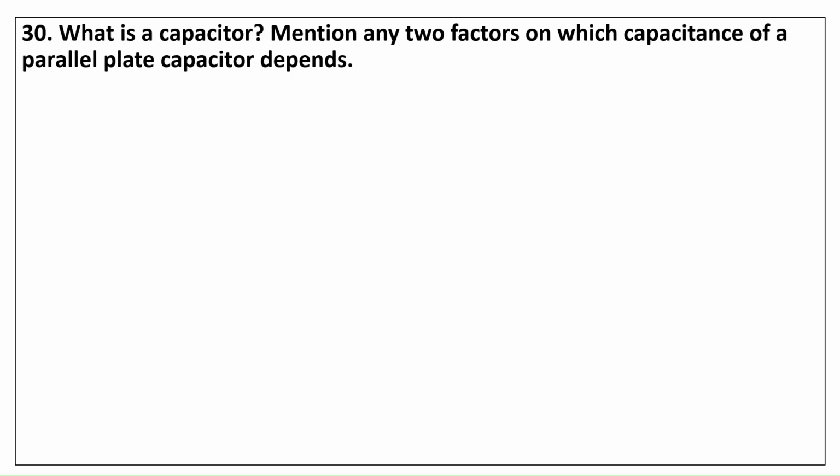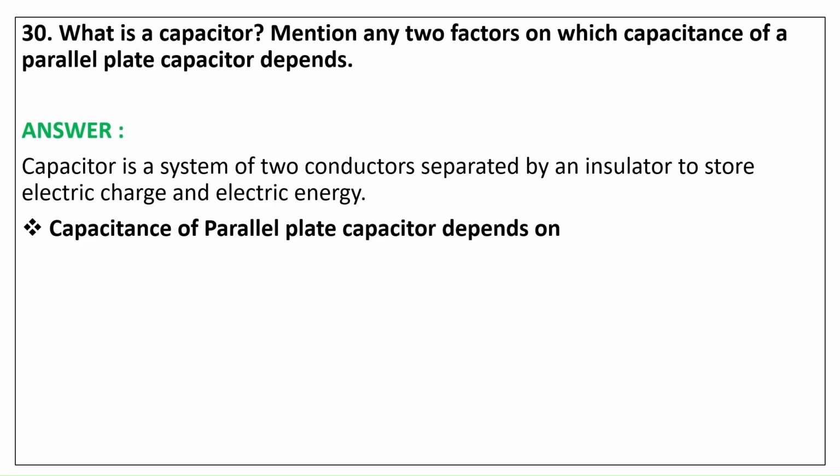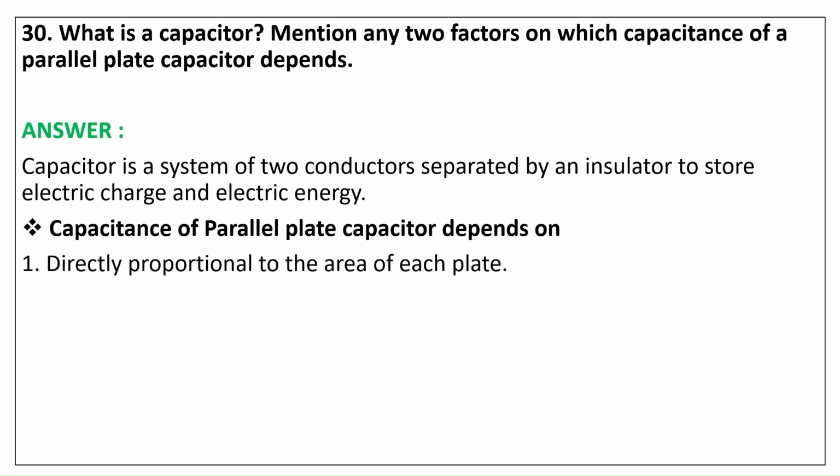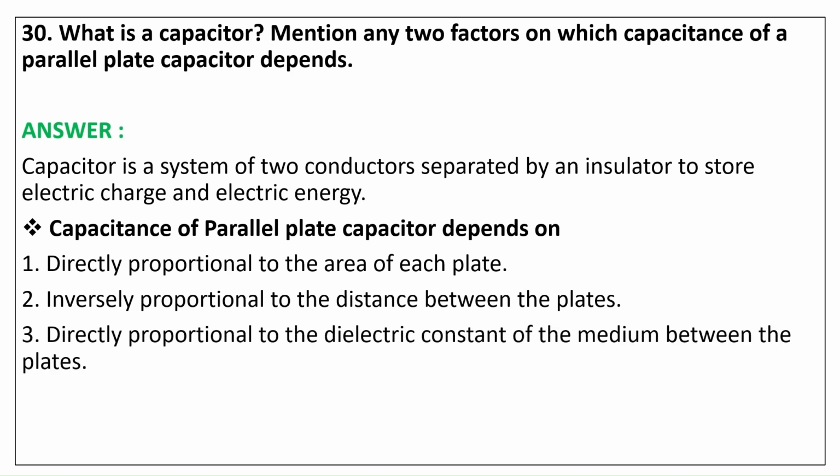Next, 30. What is a capacitor? Mention any two factors on which the capacitance of a parallel plate capacitor depends. Answer. A capacitor is a system of two conductors separated by an insulator to store electric charge and electric energy. The capacitance of a parallel plate capacitor depends on: 1. It is directly proportional to the area of each plate. 2. It is inversely proportional to the distance between the plates. 3. It is directly proportional to the dielectric constant of the medium between the plates.